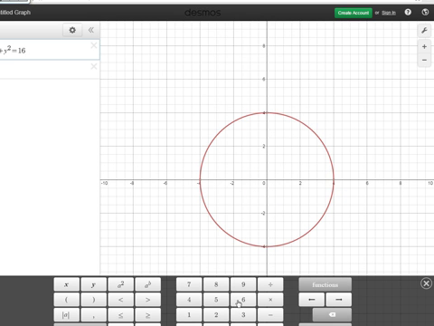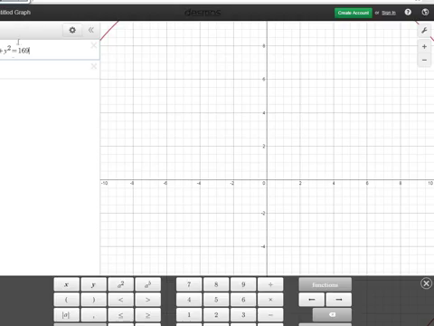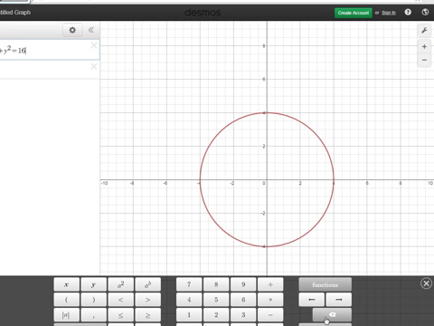X squared plus y squared equals 169. That's a huge circle. How big is that circle? What's the radius? Close. 13. X squared plus y squared equals 169 would be a circle with a radius of 13. 13 times 13 is 169. Okay, let's go back and change this circle some. What I want you to note is what's happening. Instead of x squared plus y squared equals 16, let's do x plus 2.